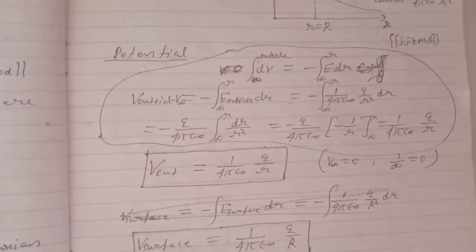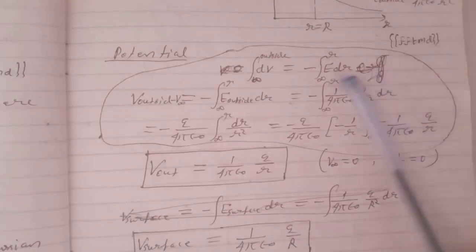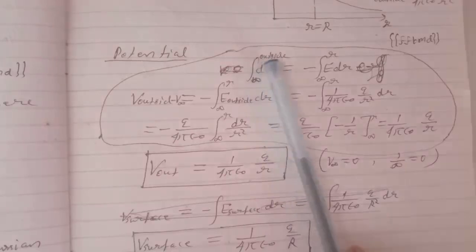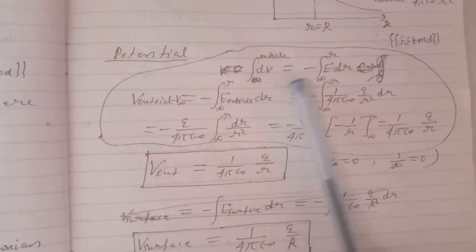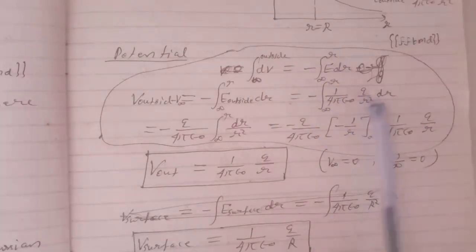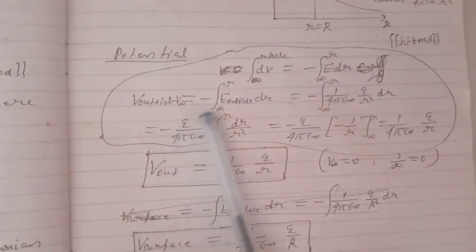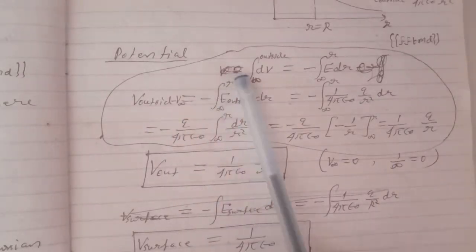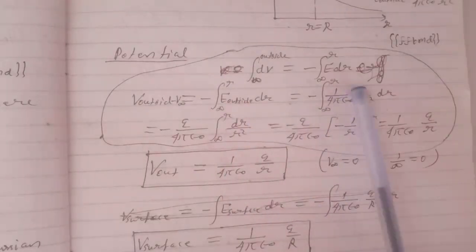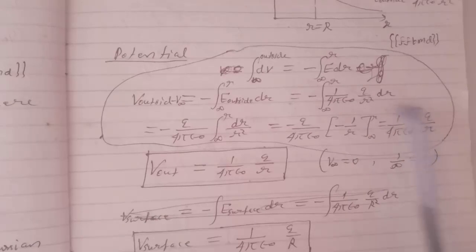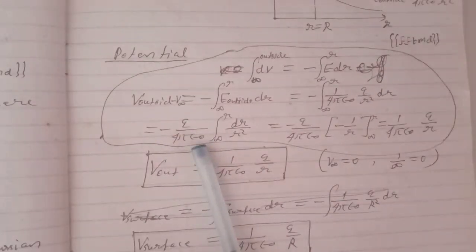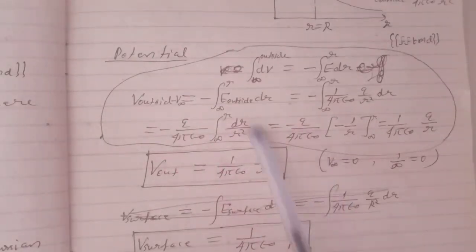Now potential can be calculated, because dV equals minus E dr. So we go from infinity to an outside point: dV from infinity to r equals minus E dr, or V outside minus V infinity equals minus integral from infinity to r of E outside dr, or minus integral from infinity to r of 1 by 4 pi epsilon naught q by r square dr, or minus q by 4 pi epsilon naught integral of dr by r square, which equals minus 1 by r from infinity to r.